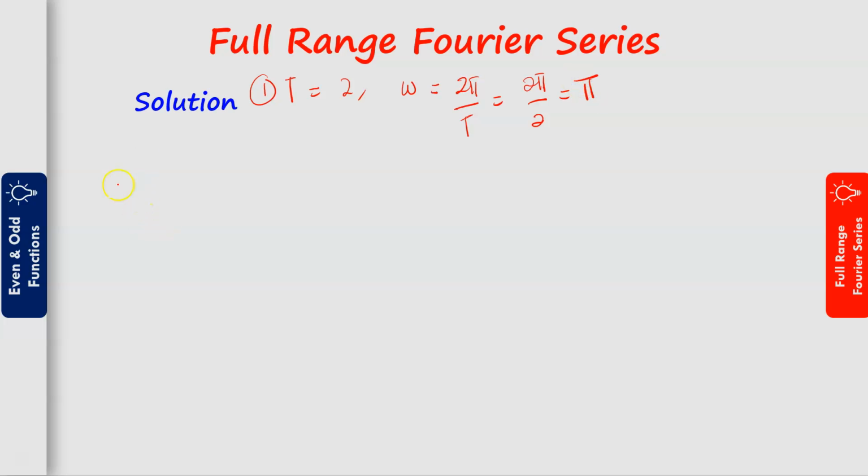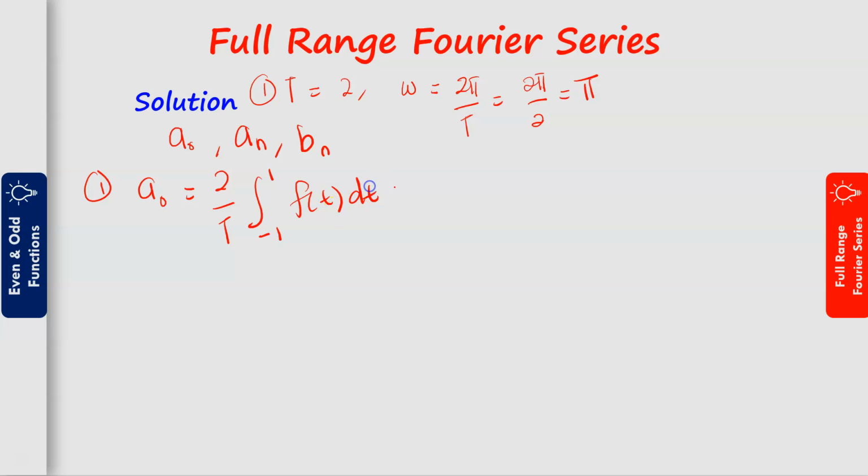Then class, we need to find a naught, because when you want to find the Fourier series, you have to find the coefficients of the Fourier series: a naught, a_n, and also b_n. The first thing we need to find is a naught. a naught is equal to the formula 2 over T, integrating from the lower limit to the upper limit, f(t) dt. So here we have 2 over 2, integration from -1 to 1, and our function f(t) is t squared.